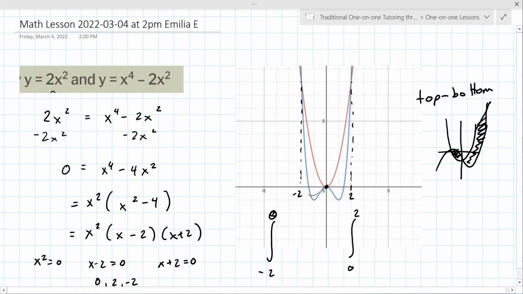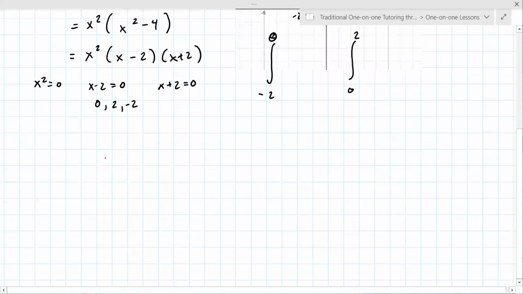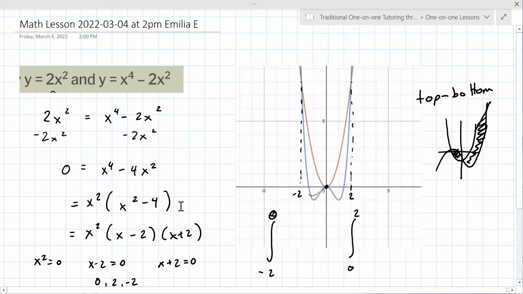All right, so the next step here is to integrate. We're going to integrate from -2 to 2. And if you don't know which is the top function, one thing you could do is check points between the zeros. So let's check when x equals 1. For the first curve, you would get y equals 2. And for the second curve, you would get y equals 1 minus 2, which is -1. That tells you that the 2x squared is on top. But if you do it backwards, you just get the negative of the correct answer.